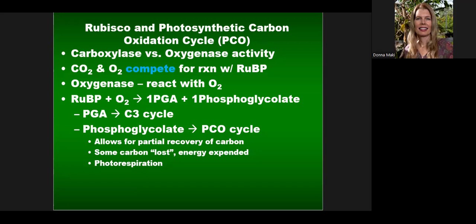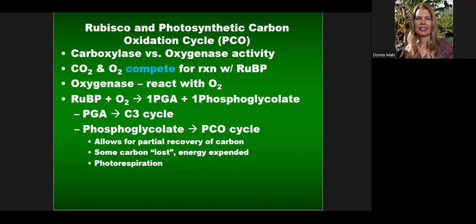And it doesn't seem to be able to tell the difference. We call it sloppy because the active site hasn't fully tightened up to just accept CO2 and RUBP. It will take CO2 and oxygen and then the RUBP. So what they realized is that Rubisco can do both. Add in a CO2 to RUBP or an oxygen to RUBP.